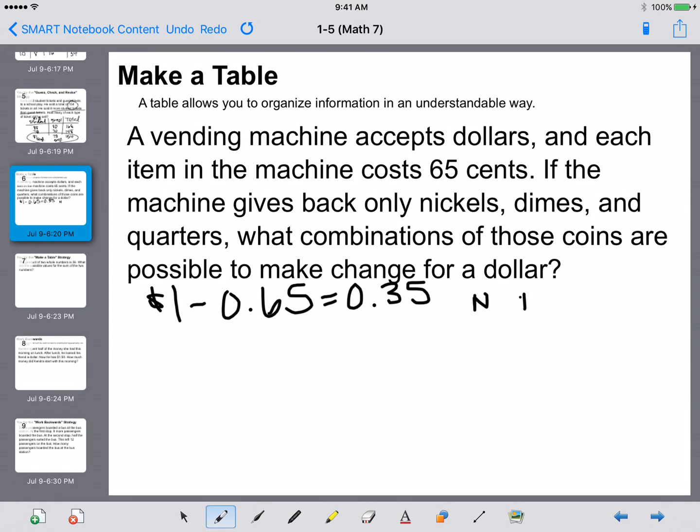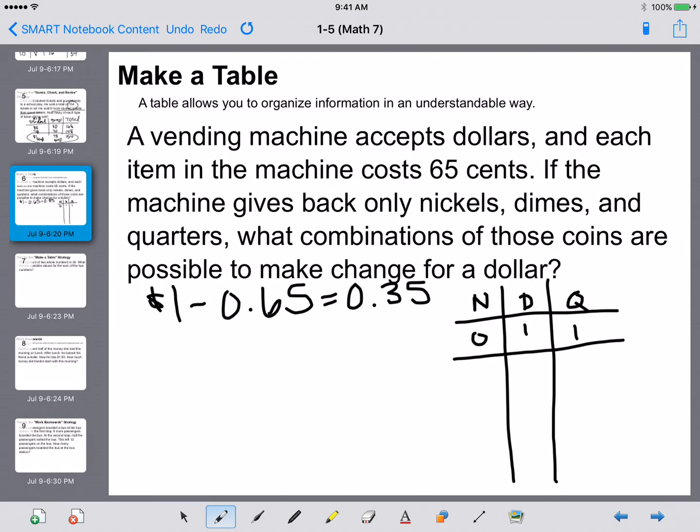So we have nickels, dimes, quarters. So I'm going to start off right away using my big bucks here, my quarter. So if I have 1 quarter, that's 25 cents. To get to 35 cents, I'll need 1 dime. There's one combination. And now, boom.